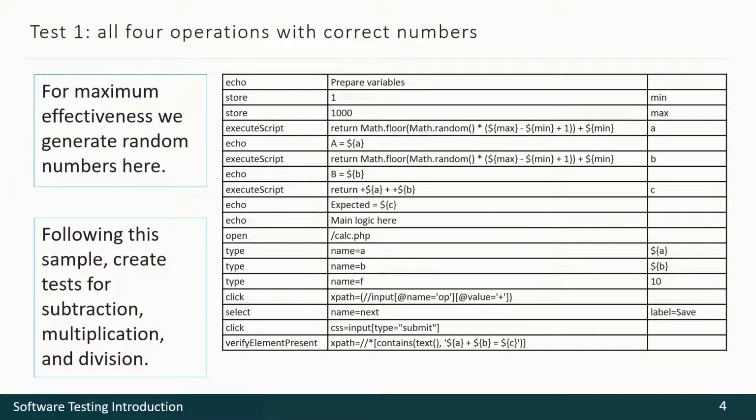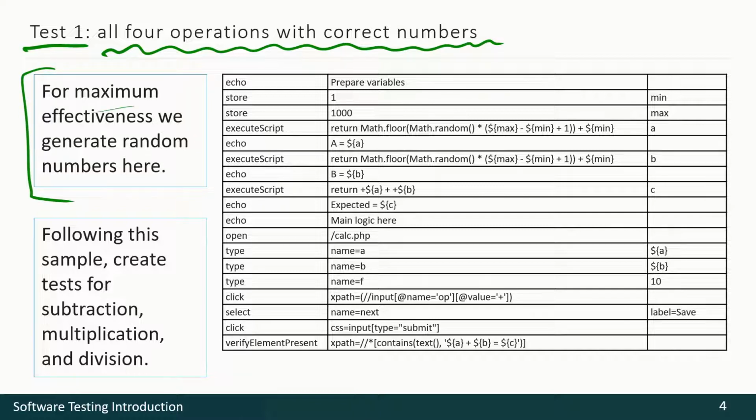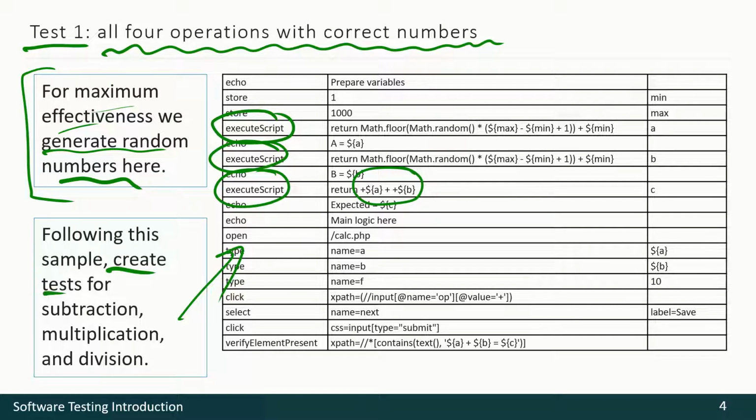Here is test case 1 for all operations with correct numbers. And yes, for maximum effectiveness, we generate random numbers here. Here is how it works with JavaScript execution. Here is just a sample for addition, but please create test cases for subtraction, multiplication and division by yourself.